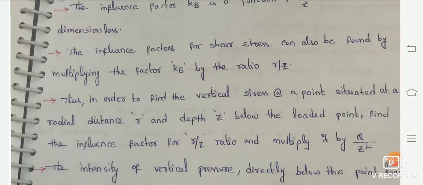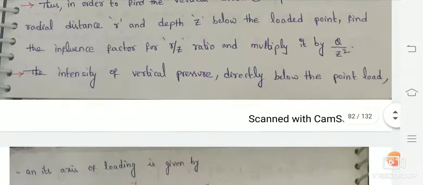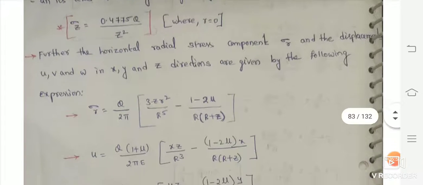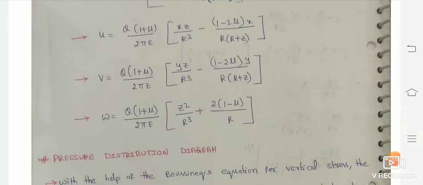Because of that you will find the influence factor, the ratio r by z, which will be multiplied by q by z squared. Here q is the point load which we considered in the diagram initially, and z is the depth along the xyz directions. Because of this, the internal vertical pressure and the point load are directly interlinked. Based upon that you will get expressions depending upon the components displayed with the help of displacement, which we take as u, v and w, so that you get the formulas depending upon that.